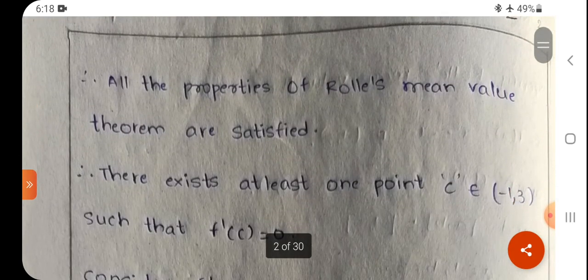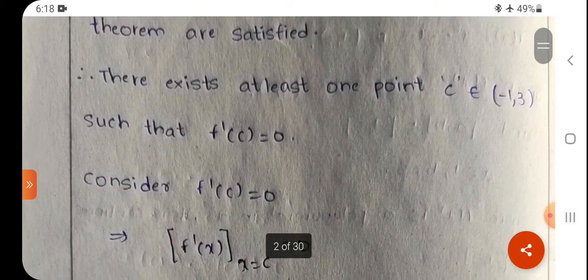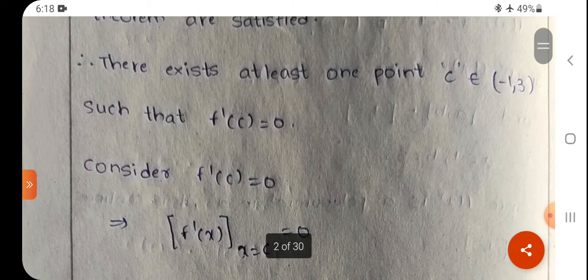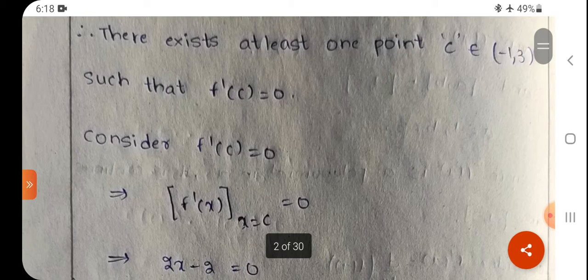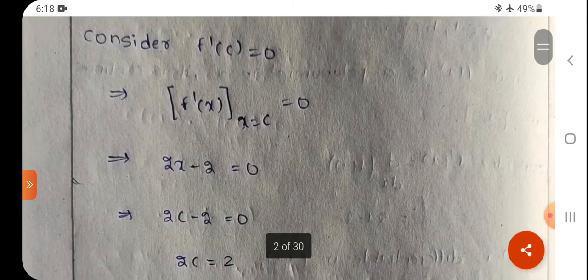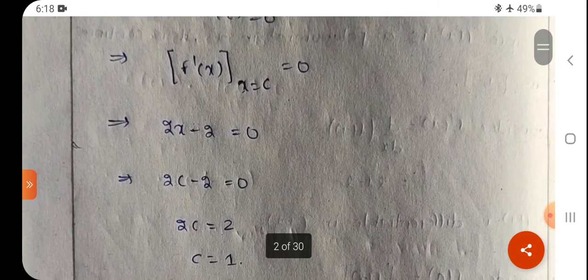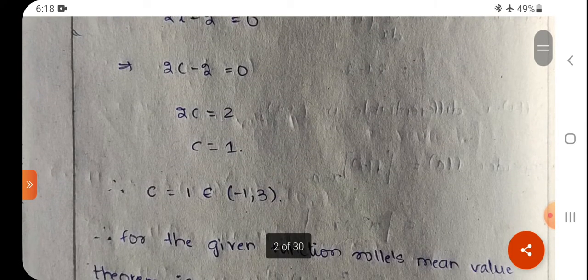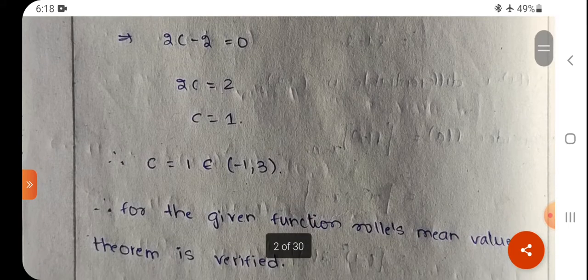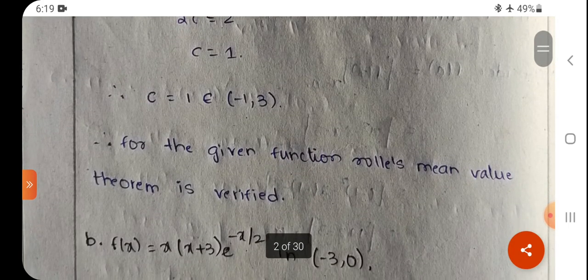All the properties of Rolle's mean value theorem are satisfied. Then immediately you are calculating the c value belonging to the open interval. Condition is f dash of c equal to 0. So from that you are just calculating f dash of x at x equal to c, and finally you are getting only one value, c equal to 1. That one point definitely belongs to the open interval -1, 3.